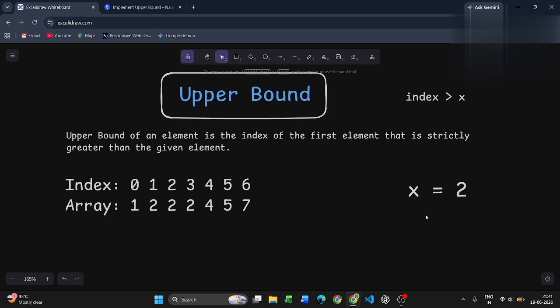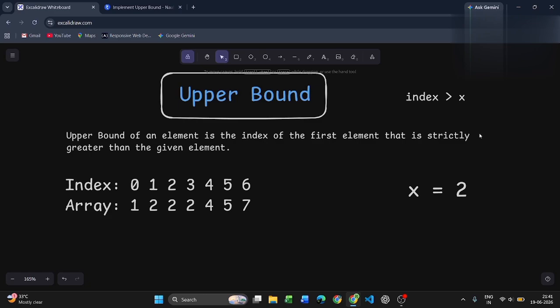Let us first understand this by an example. I have taken an array here with 7 elements, and a target element of 2 for which we need to find the upper bound. Let us iterate in the array. The first element is 1, and we check: is 1 greater than 2? No, it is not. We move on and check: is 2 greater than 2? No. Again, is 2 greater than 2? No. Let us check the next 2. No, it's not greater than 2. Now we move to index 4. We can clearly see that 4 is greater than 2. So we can say that 4 is the upper bound of 2, and we return its index, which is 4.